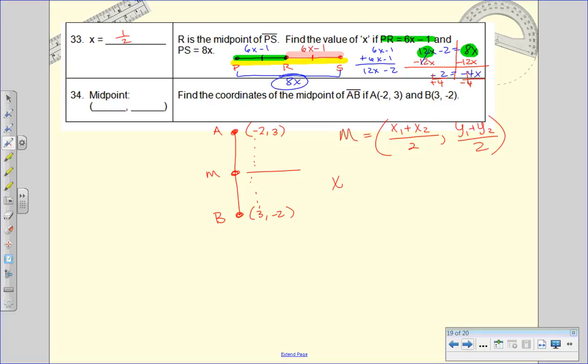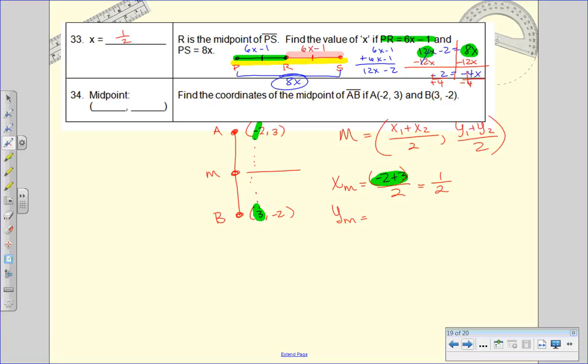So for the x coordinate of the midpoint, we're going to take the two x values, add them together, divide by 2. That's a negative 2 plus 3 and divide by 2. Don't forget, you have to do the top part first. So negative 2 plus 3 is a positive 1, and then we divide by 2. If you put this in your calculator, make sure you put parentheses around the numerator.